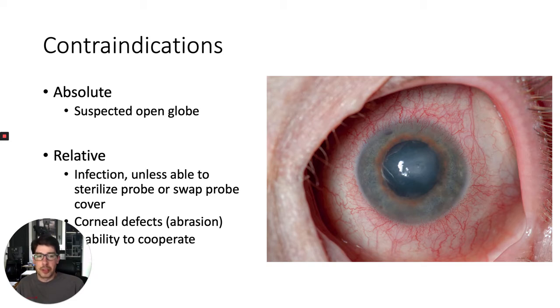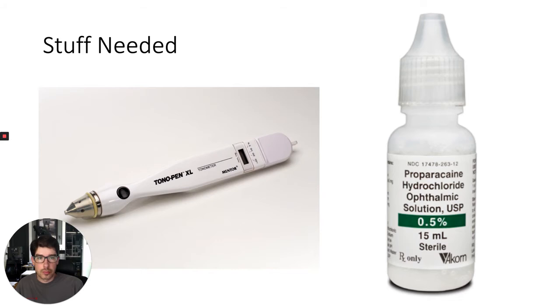Corneal defects such as abrasions may be exacerbated by performing tonometry, so consider whether this procedure is necessary or discuss with your ophthalmologist. If a patient is unable to relax, open their eye, and sit still, you're likely to get false readings and may even cause injury by trying to poke someone's eye while they're thrashing about.